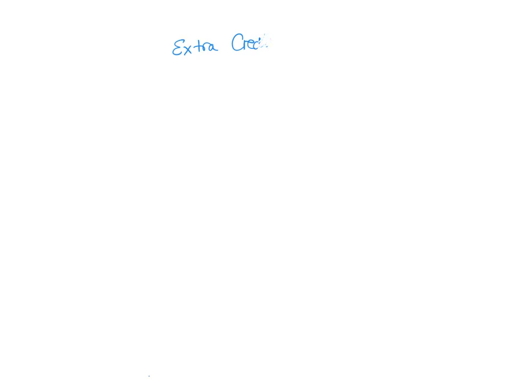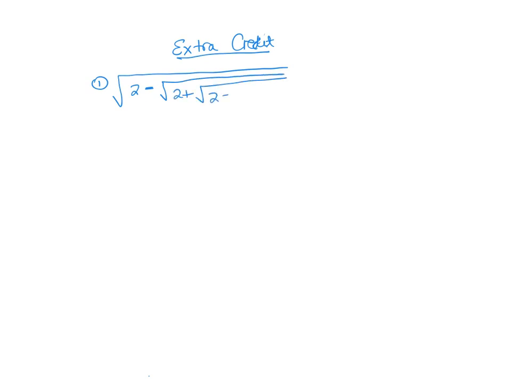Okay, so for extra credit, I'd like you to try these. They're a little different. The square root of 2 minus the square root of 2 plus the square root of 2 minus the square root of 2 plus the square root of 2 minus etc. So these are nested radicals, except what's different about this is that the signs alternate. So see what happens there. You may need the quadratic formula.